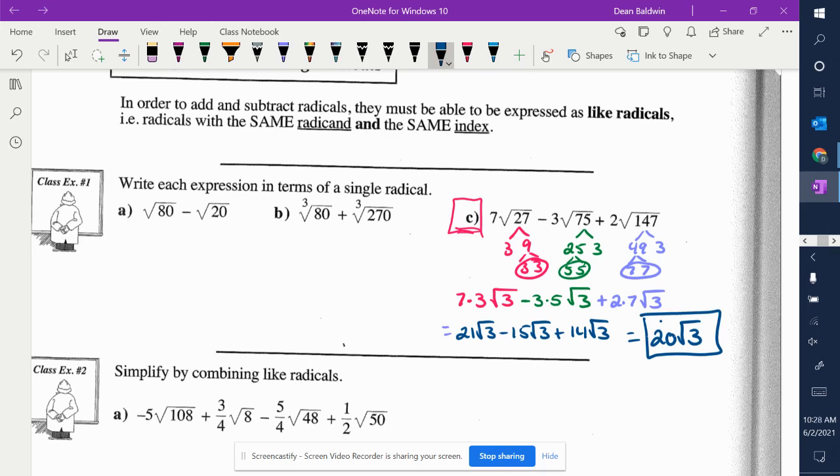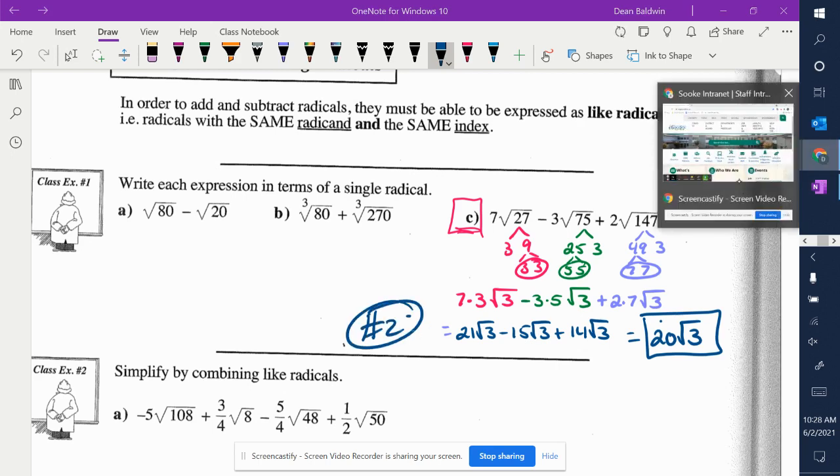Okay? Is that okay? The only other little hiccup that you could get would be if it's a cube root, but then when you do your factor tree, you're just looking for groups of 3, right? It's the exact same process. All right. I would like you to do question number 2, please.